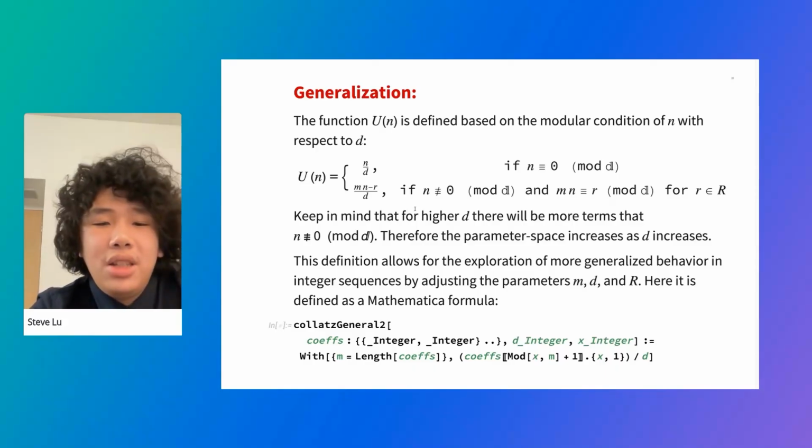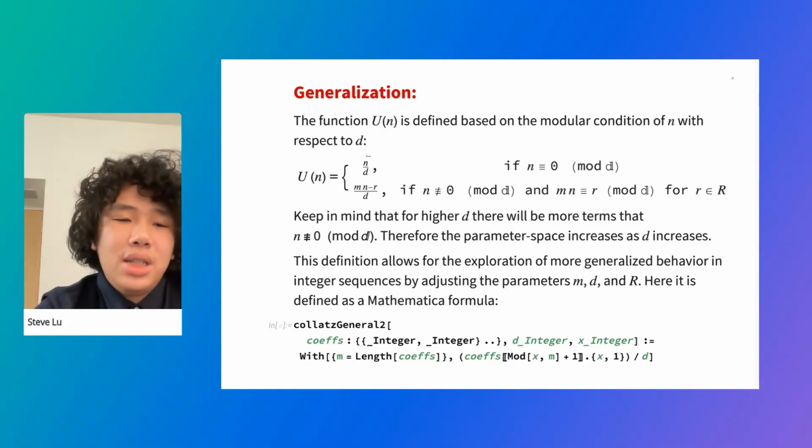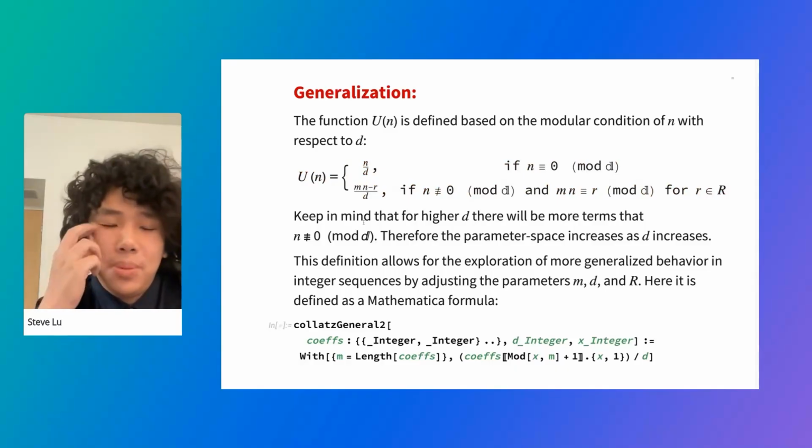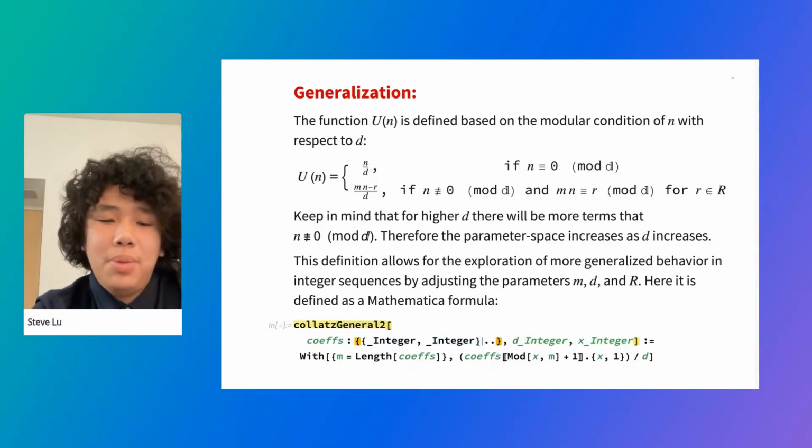Keep in mind that for higher d, there will be more terms in this. So for example, this is for n mod d equals 2. If you have d equals 3, we're going to have a third term here, mn minus r over d, for a different remainder. And putting it all together, here's a sample, pretty simple function for this generalized Collatz. You input a set of integers, one for the coefficients and one for the constants. And it's very simple.